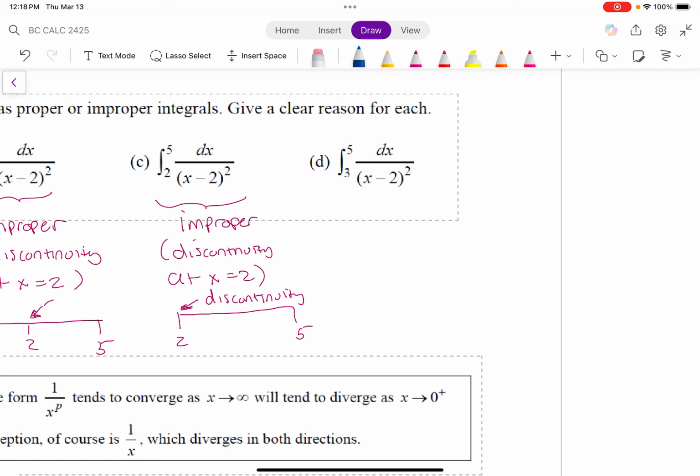This one is not improper, and the reason is because even though there's a discontinuity at x equals 2, 2 is not in the interval 3 to 5. So this function behaves just like a regular continuous function on the interval 3 to 5. This is totally legitimate, and there's nothing improper. You can just use the fundamental theorem here, plug in 3 and 5. These other three, you'd have to do something different.